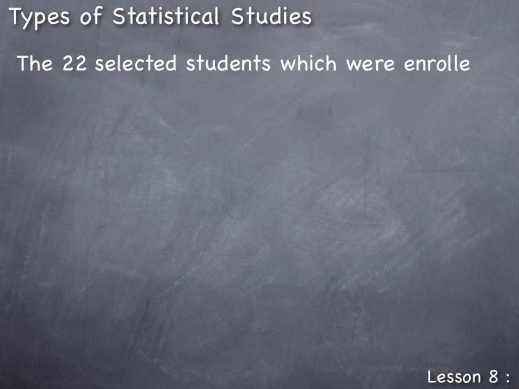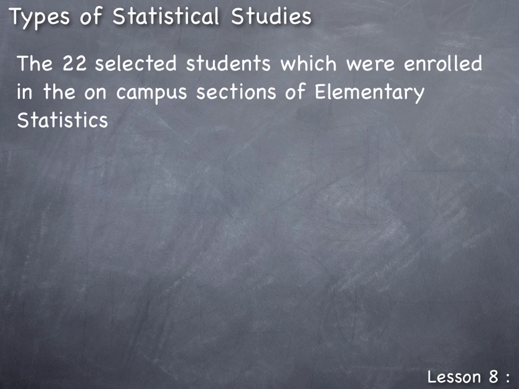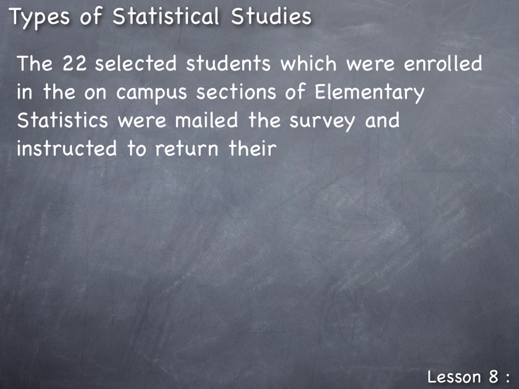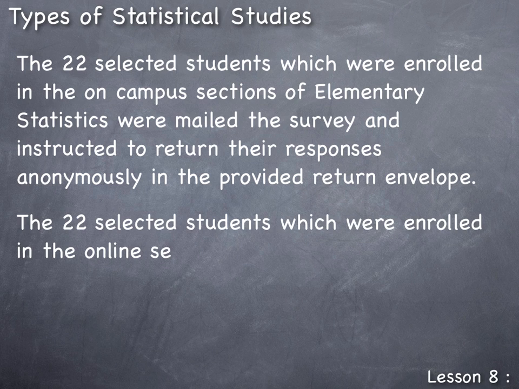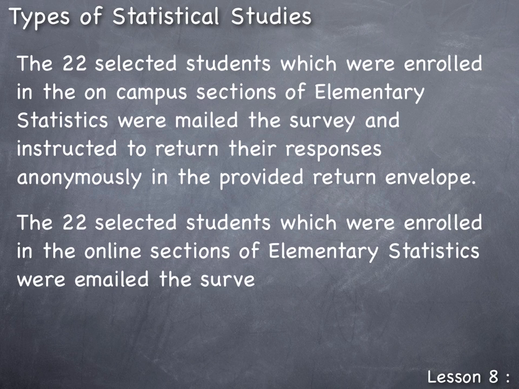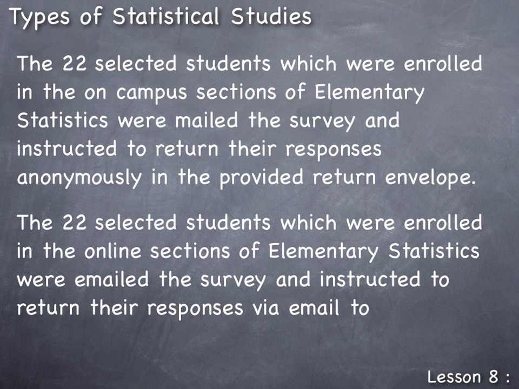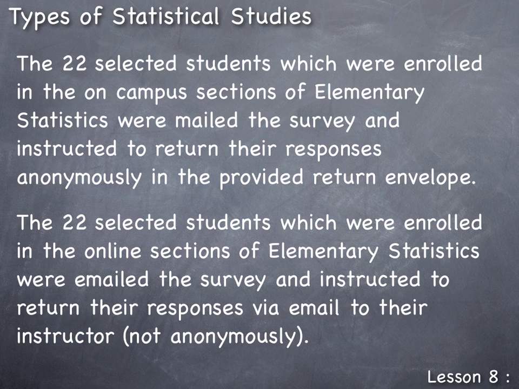The 22 selected students which were enrolled in the on-campus sections of elementary statistics were mailed the survey and instructed to return their responses anonymously in the provided return envelope. The 22 selected students which were enrolled in the online sections of elementary statistics were emailed the survey and instructed to return their responses via email to their instructor, that is, not anonymously.